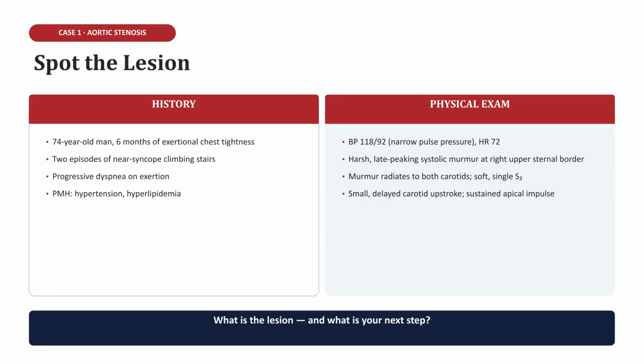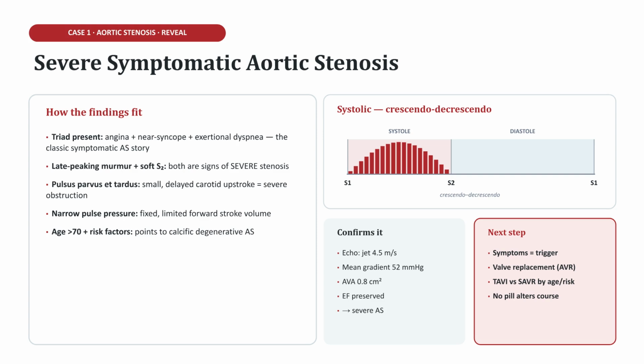Let's apply this to a case. A 74-year-old man with exertional chest pain and near syncope. His exam shows a harsh systolic murmur and a delayed carotid upstroke. What is your diagnosis? This is severe symptomatic aortic stenosis. The clinical picture is classic, and the echo data confirms it. The next step is a clear indication for valve replacement.